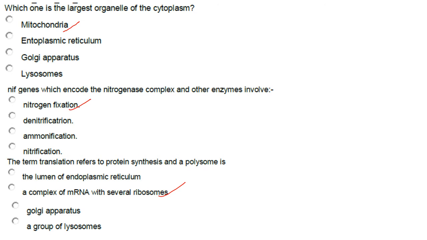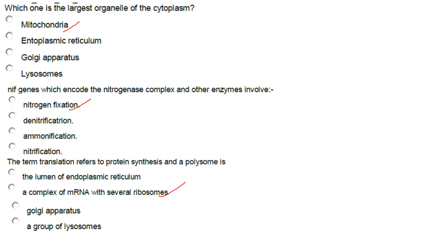So which one is the largest organelle of the cytoplasm? So largest cell organelle is nucleus in animal cell and vacuole in plant cell. In animal cell, mitochondria is the second largest cell organelle, but chloroplasts are the second largest in case of plants because they are larger than mitochondria. Since chloroplasts are not given, the answer is mitochondria.